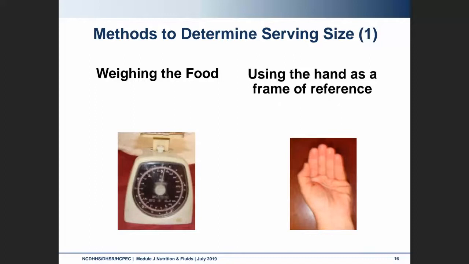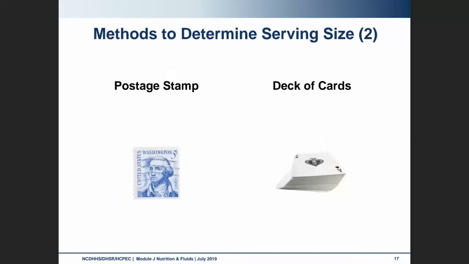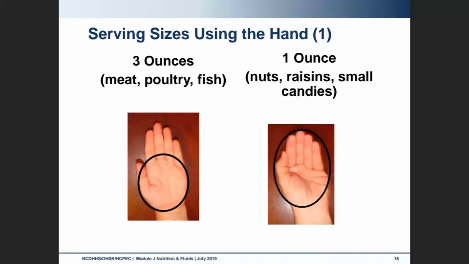Not everyone's going to spend the time weighing food. Certain people who are on really restrictive diets for whatever reason, or having to really watch what they're consuming, may for a time period need to weigh their food. The hand is a really common frame of reference. And then, like I said, another one we'll discuss and give some examples of is some common objects. Let's first give some examples of using the hand as a reference for serving size.